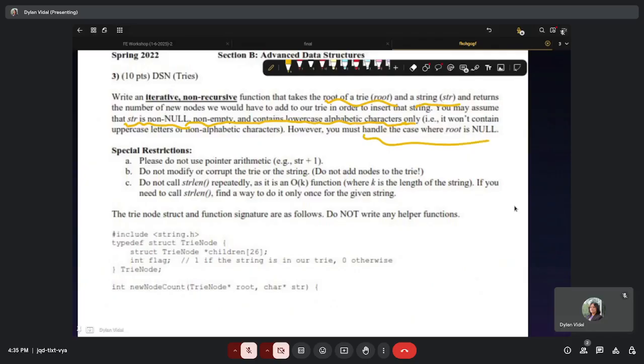So they give us some special restrictions. Please do not use pointer arithmetic, probably to spare the TAs grading this. Do not modify or corrupt the trie or the string. Do not add nodes to the trie. Oh, so we don't want to actually add those nodes. So this is not an insertion. This is just the count of how many nodes we would have to add. Do not call strlen repeatedly, as it is an O(n) function.